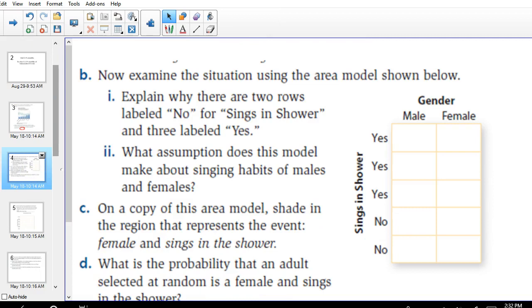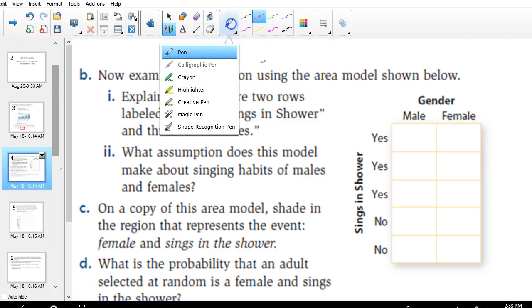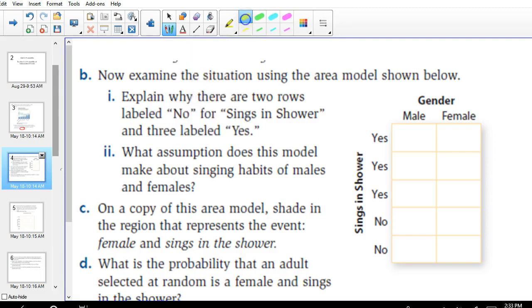Alright, so let's use what is called an area model here. Let's pretend that this box is all of the people in the United States that we're talking about. Half of them are male and half of them are female, and 3/5 of them sing in the shower. So I'm going to highlight those that sing in the shower. All these people right here say yes, they do sing in the shower.